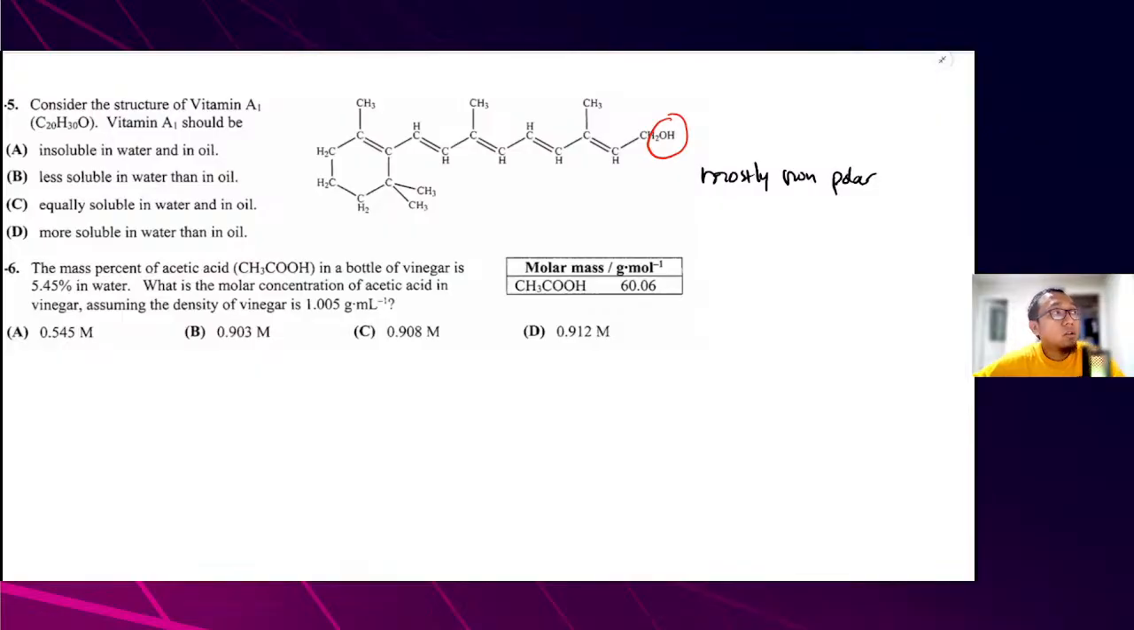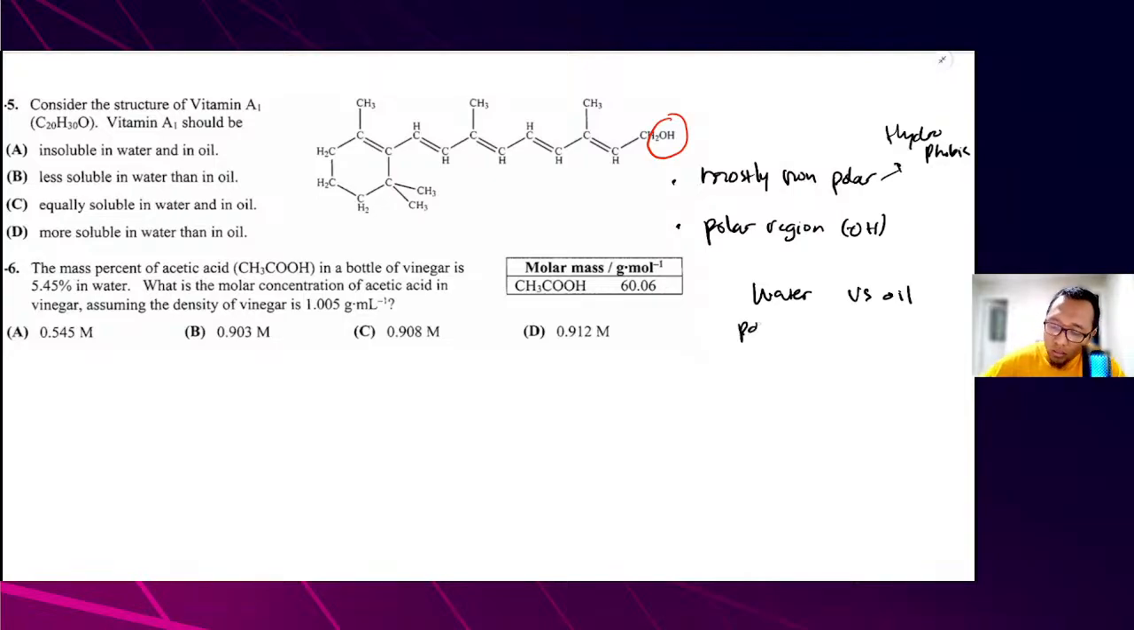Mostly non-polar, which is hydrophobic. And then there is also a polar region, the OH group at the end. Now let's compare water and oil. Water is polar, and oil is non-polar.